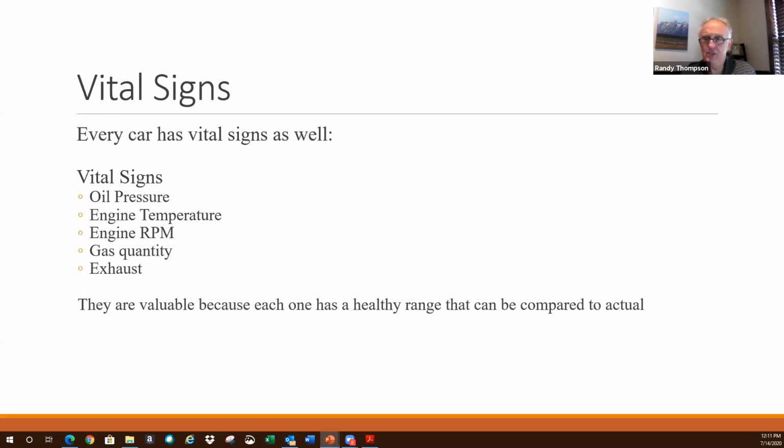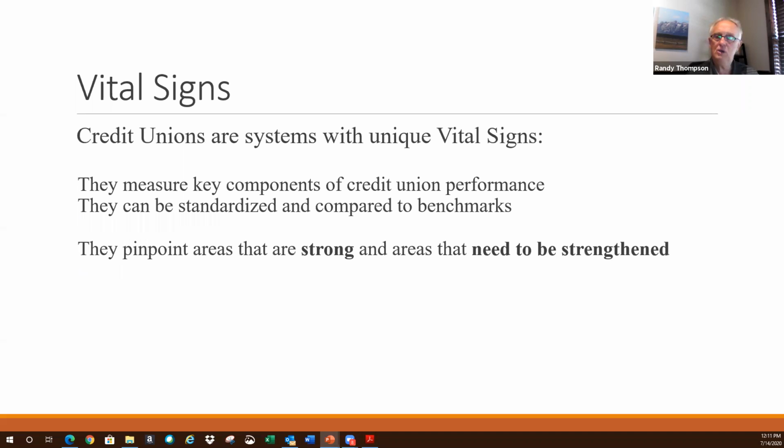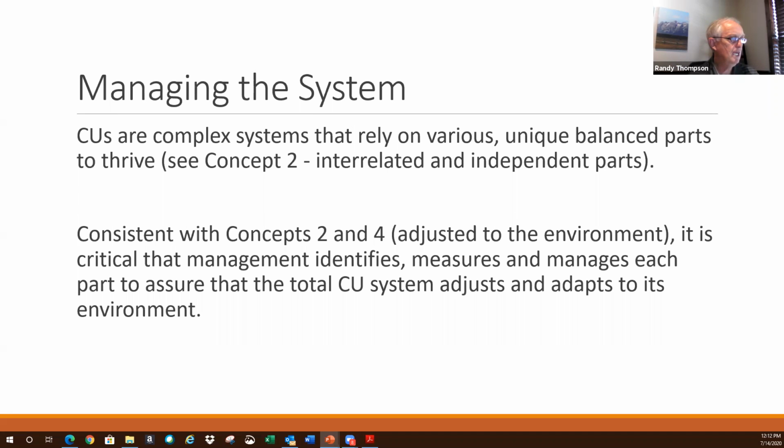The important thing here, or one important thing, is that there are key indicators, key measures that we know are vital to the operation of this institution. Well, credit unions have unique systems with unique vital signs as well. They measure key components to say, how are they doing? They can be standardized and compared to benchmarks. They pinpoint areas where we're strong and where we need to be strengthened. And they can be very, very specific, okay?